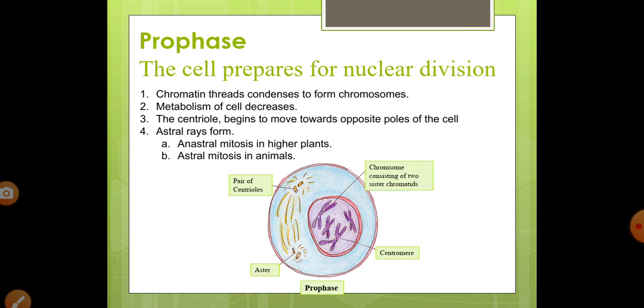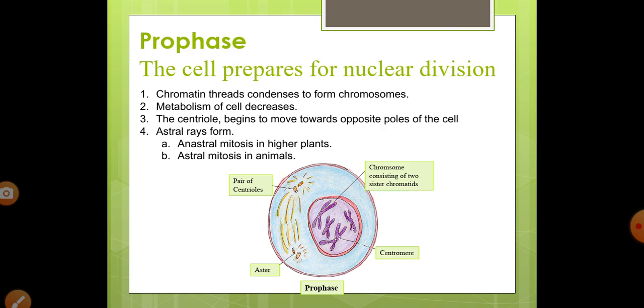Prophase is the longest stage and the first stage of mitotic division, which follows the S and G2 phases of interphase. Prophase is marked by the initiation of condensation of chromosomal material. The chromosomal material becomes untangled during chromatin condensation. Chromatin threads condense to form chromosomes, and the centriole begins to move towards the opposite poles of the cell.